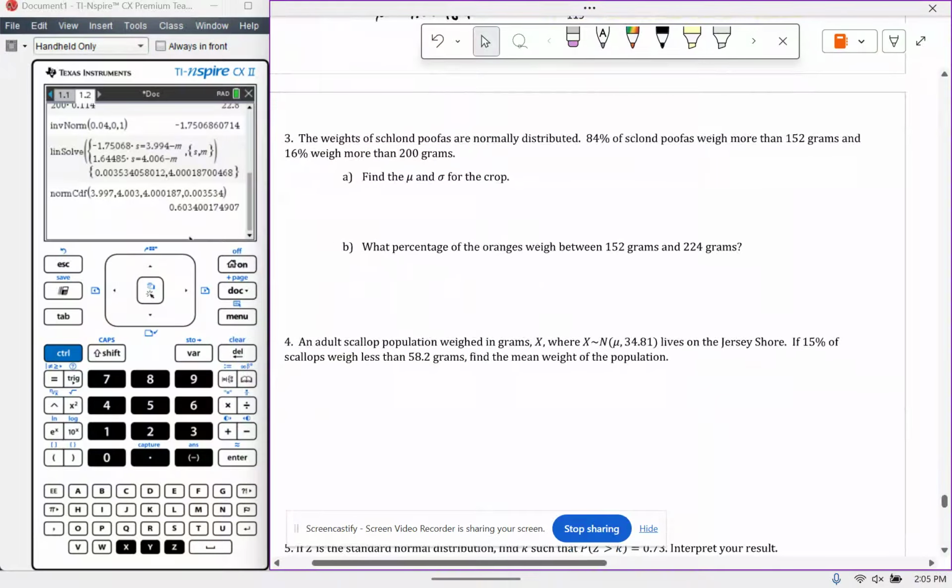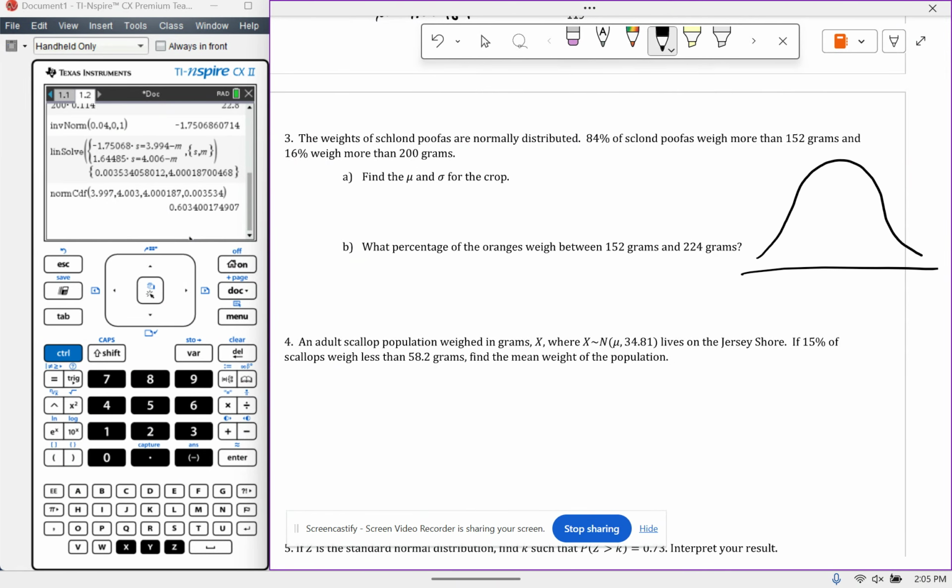The weights of Schlanpufas. Who knows what a Schlanpufa is? The weights of Schlanpufas are normally distributed. 84% of Schlanpufas weigh more than 152 grams. Okay, so what an interesting curve it came out this time. 84% weigh more than 152, but then 16% weigh more than 200.